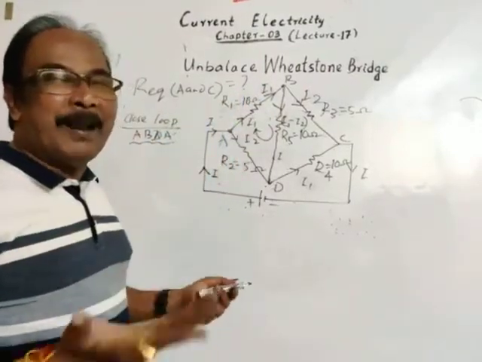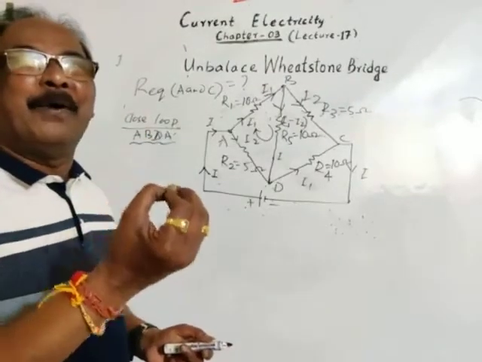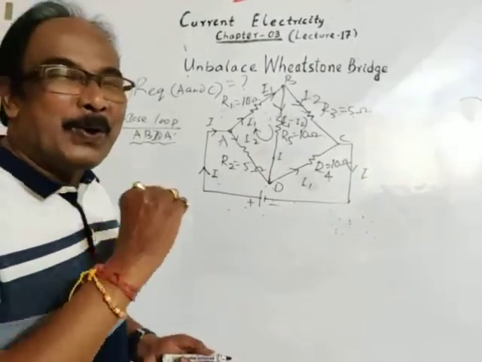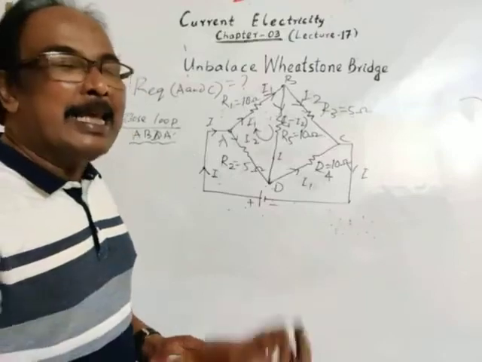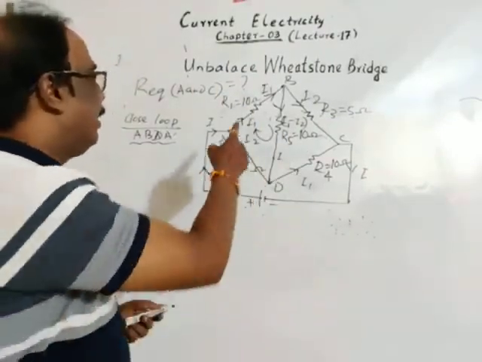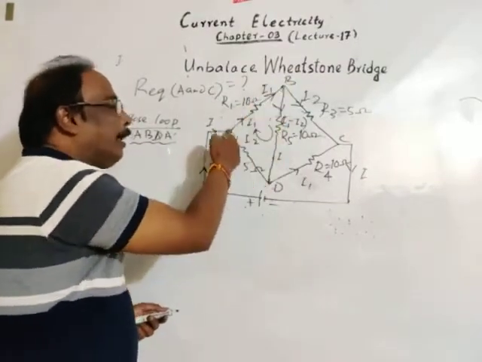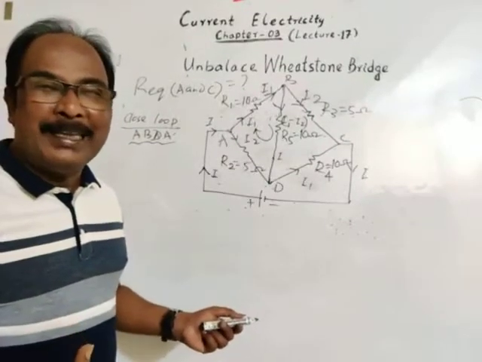Let's apply Kirchhoff's second law. The total change in voltage in a closed path of a circuit is 0. A, B, D, A is a closed path of the circuit, so the total change in voltage is 0.